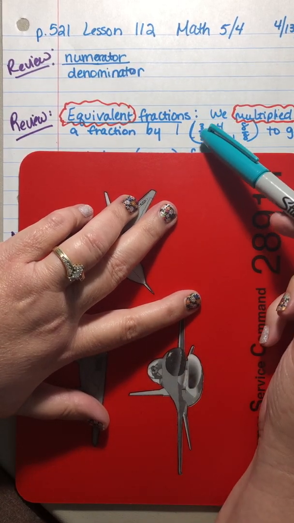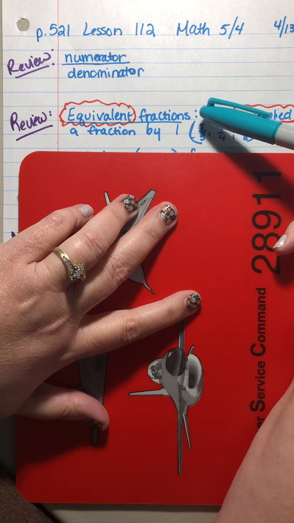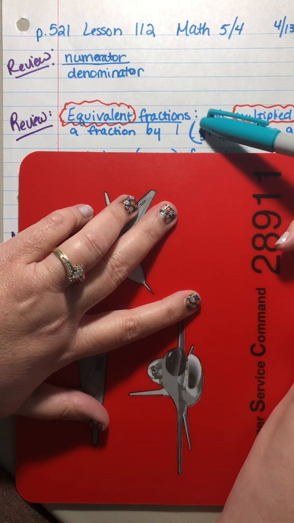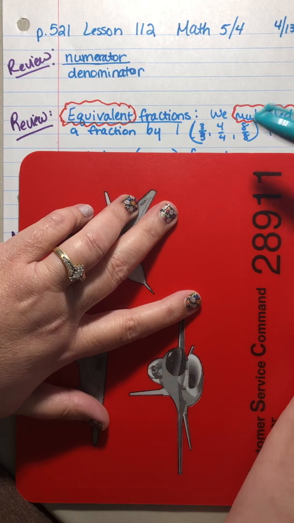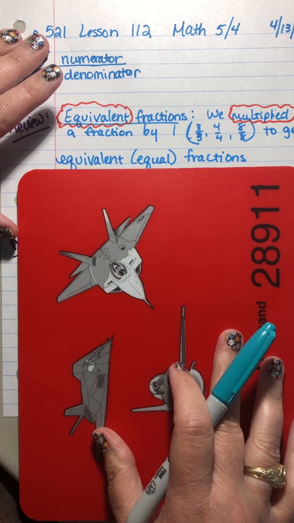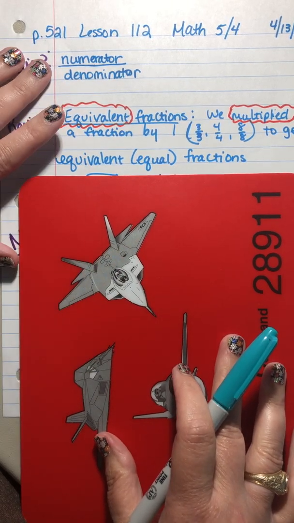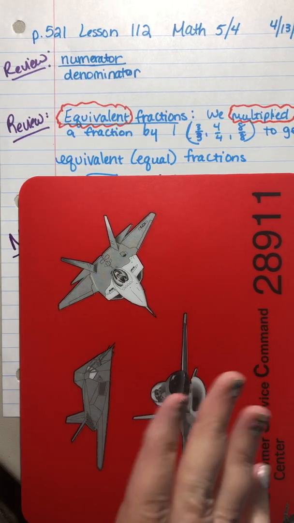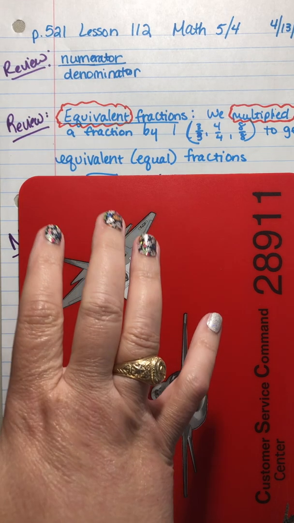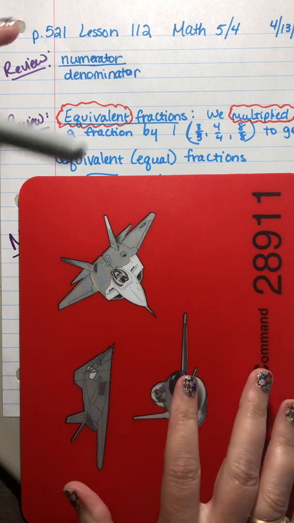Remember, 3 over 3, any fraction where the numerator and denominator are the same equals 1. So 3/3 is 1, 4/4 is 1, 8/8 is equal to 1. So we would multiply by that to get an equivalent or equal fraction. That's what we've done in the past. That's not new. That's just to jog your memory, because we're going to do something very similar today.